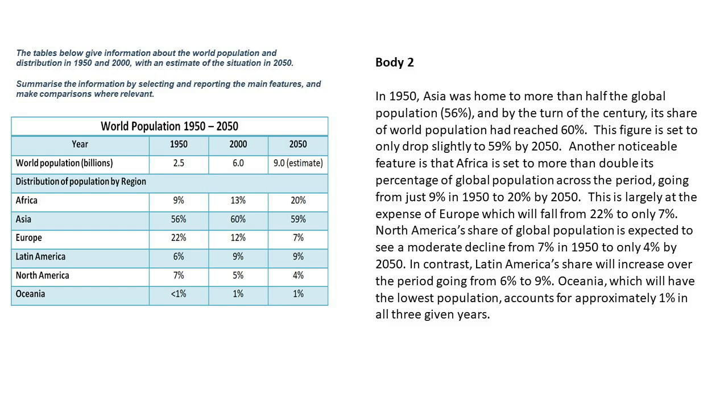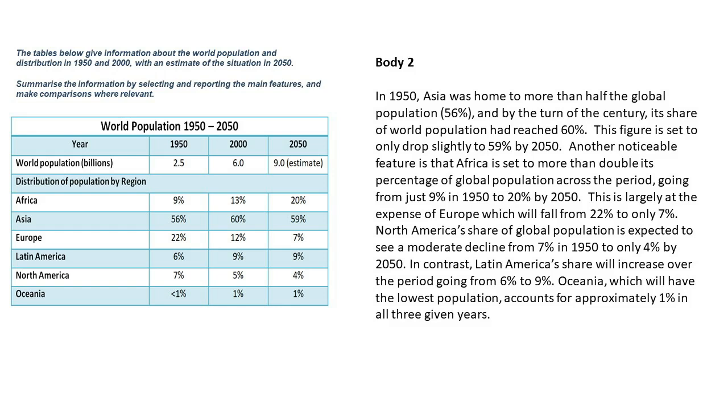Now I'm going to couple North America and Latin America together. It makes sense to me to do that. North America's share of global population is expected to see a moderate decline from 7% in 1950 to only 4% by 2050. Again, I skipped the middle. We don't have time. It's already a very long answer. In contrast, Latin America's share will increase over the period, going from 6 to 9%.